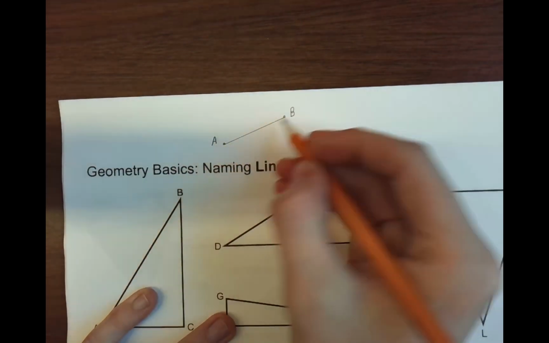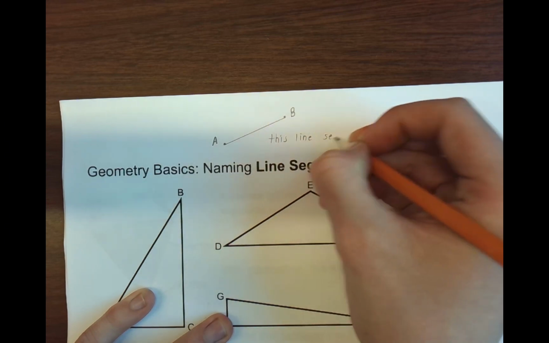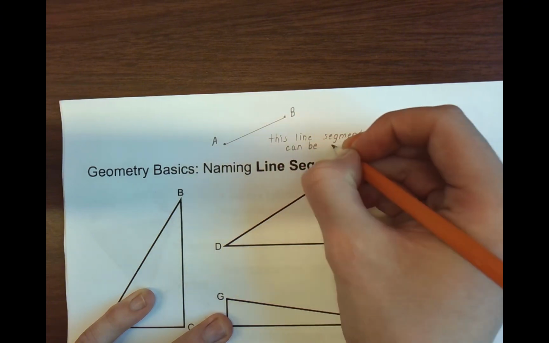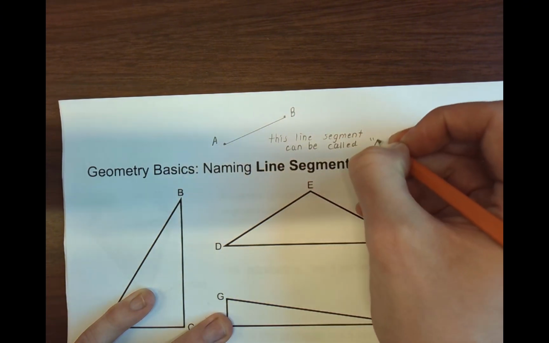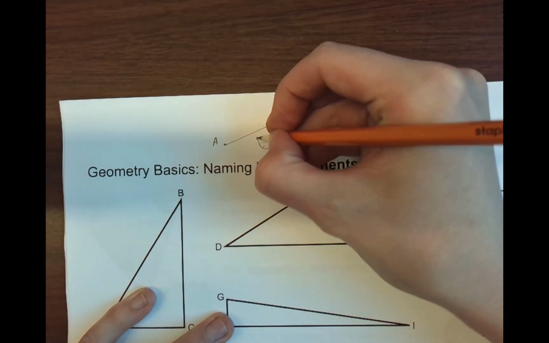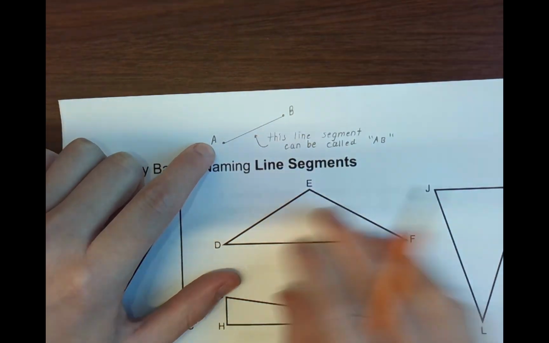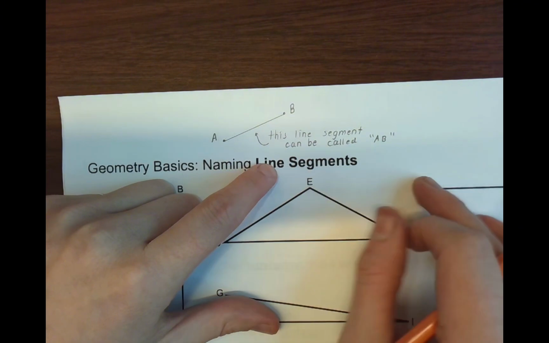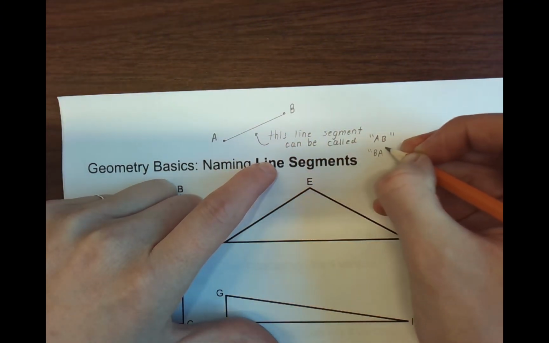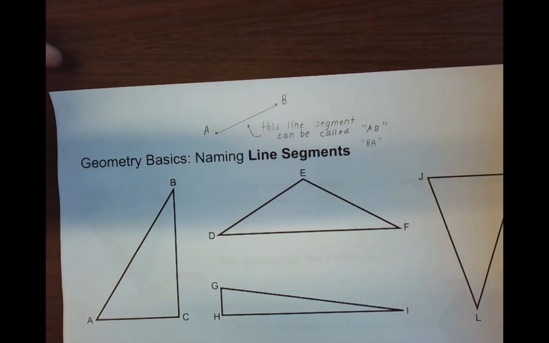Basically, this line segment can be called AB. Because it connects these two points, one being A and one being B, the line segment that connects them can be called AB. Technically, somebody could also call it BA, but AB makes a bit more sense because it's alphabetical.